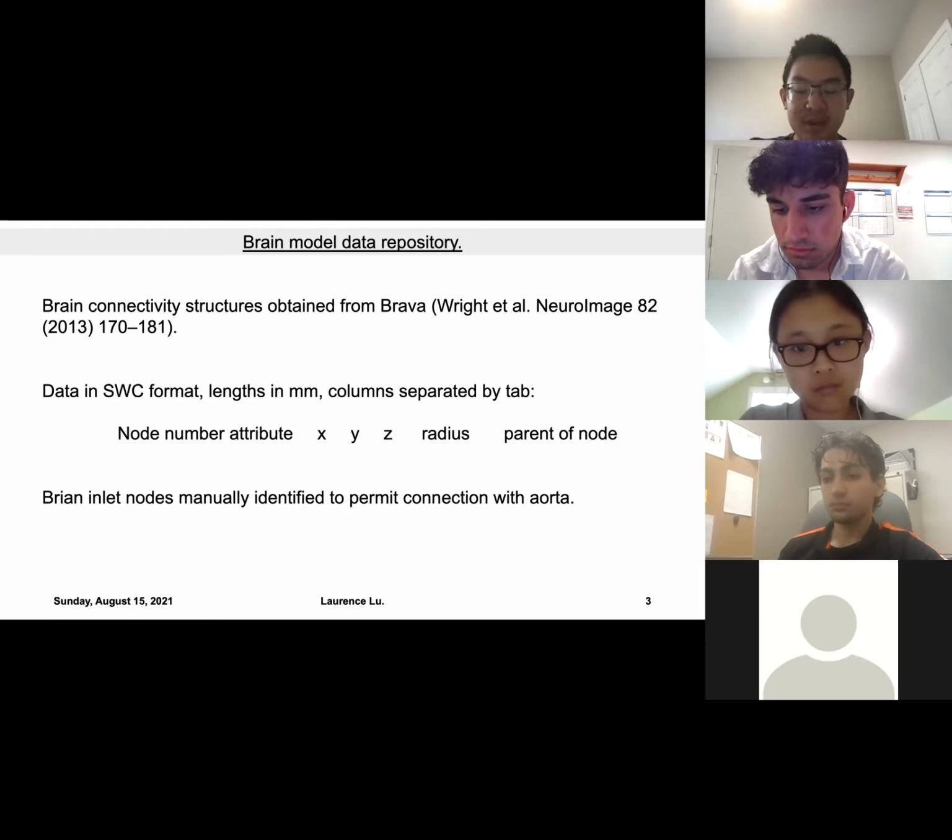Another important step in connecting the brain model to the aorta model was to identify inlet nodes where the 2 models will connect. This can be found using the brain model and finding the nodes with the lowest Y coordinate.